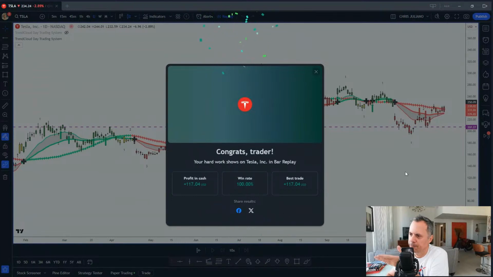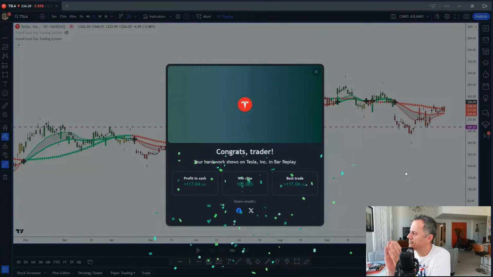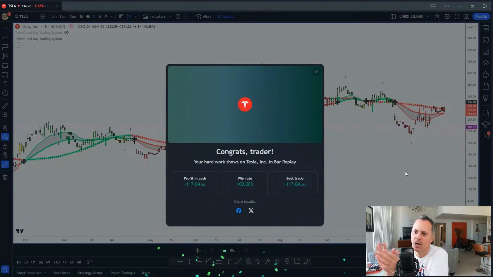And there you go. Okay. So was that rocket science? That's not rocket science. That is a very clear, objective way of investing using TrendCloud to invest in companies that are at the top of their game. This is Tesla. We don't short Tesla ever. We only buy.